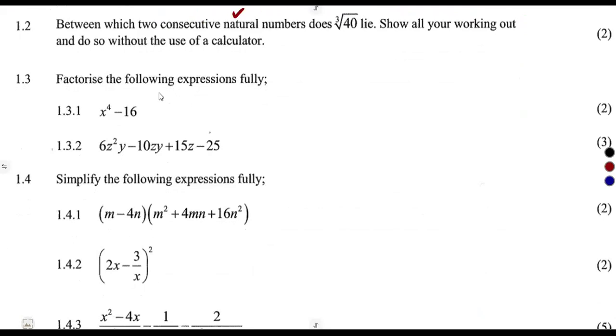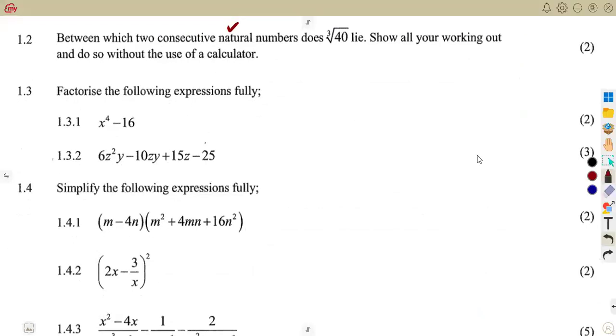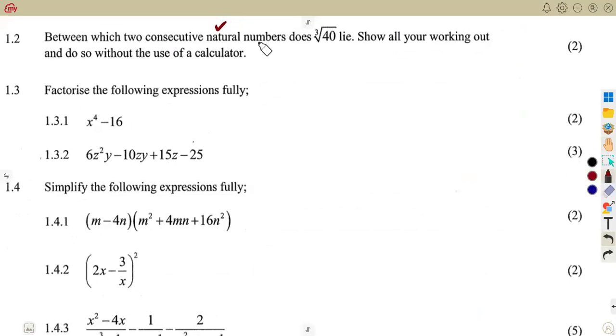So what are we given in this type of equation? Between which two consecutive, all right? Which two consecutive what? Natural numbers. A natural number, we are talking about whole numbers, but 0 is not included. These are the positive integers, but 0 is not included.